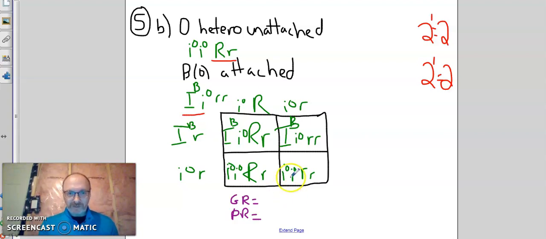So what are the genotypic ratios? You'll notice that all of these genotypes are different from one another. So our genotypic ratio is going to be 1 to 1 to 1 to 1.